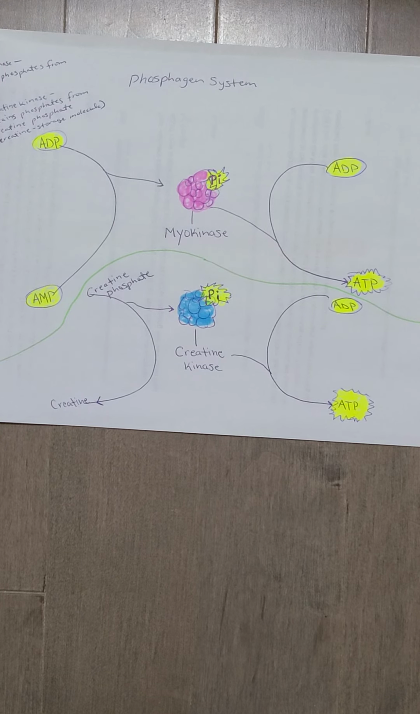And then with the creatine kinase, the other enzyme, it removes a phosphate from a phosphate storage molecule and donates it to ADP to make ATP. And so I hope that makes sense. I'm not the most artistic of people, so okay, so that is for your immediate source of energy.